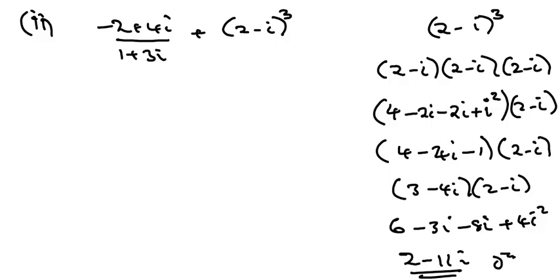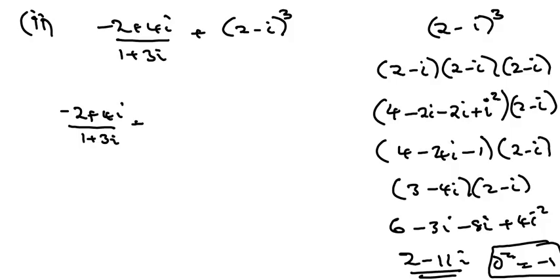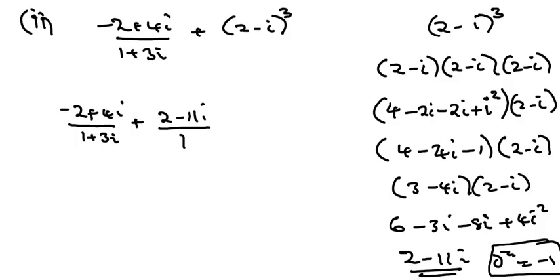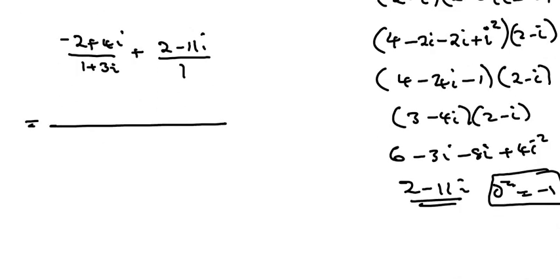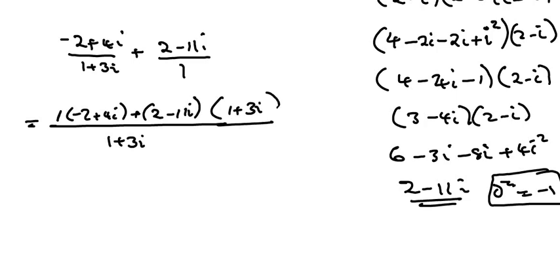Yeah, so please don't forget this. i squared is always going to be equal to a negative 1 under complex numbers. So now we can rewrite this. 4i over 1 plus 3i, then this is now plus 2 minus 11i. We can put a 1 there. We add this. The common denominator is 1 plus 3i. We can multiply. This is going to be 1 multiplying negative 2 plus 4i. Then we have plus 2 minus 11i multiplying 1 plus 3i.